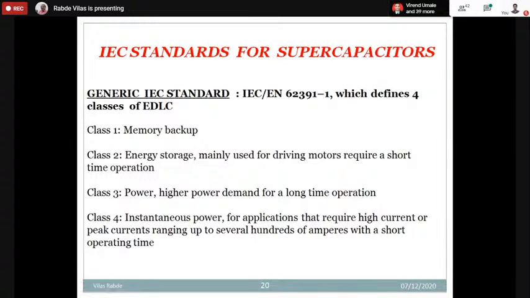So that is a class 2. Class 3 is power, higher power demand for a long time operation. And class 4 is instantaneous power for applications that require high current, peak current rating to several hundreds of amperes with a short operating time. So these are the four classifications mentioned in IEC, that is EN 62391-1, which defines four classes as we saw.